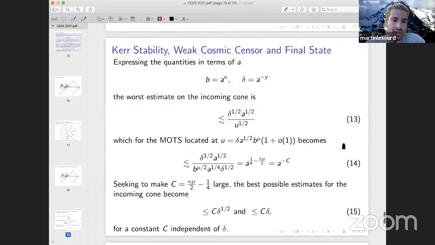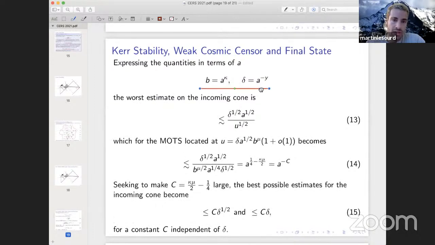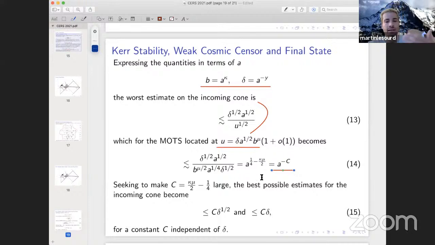So this is what this slide is saying. Express everything in terms of delta or A or B. This is the extra parameter freedom that is allowed to you by the quantitative version of Christodoulou's result, which you didn't have before, and that came from Anne-Luc. The worst estimate is like this. The MOTS is located here. So, evaluating this, you get something like this, and then you want to make this C as big as you can. A is a large constant, and so you end up with estimates that look like this, where C is independent of delta. This C is not the same as this C.